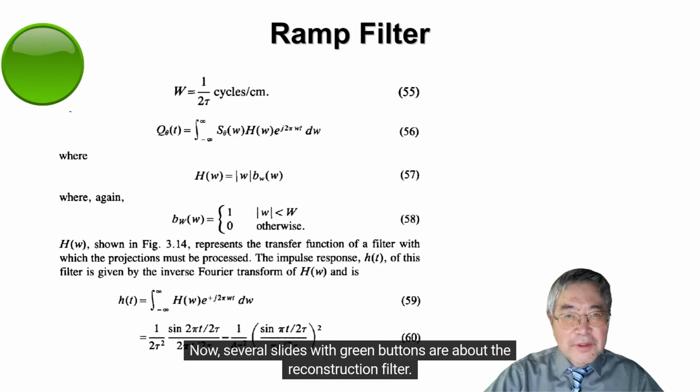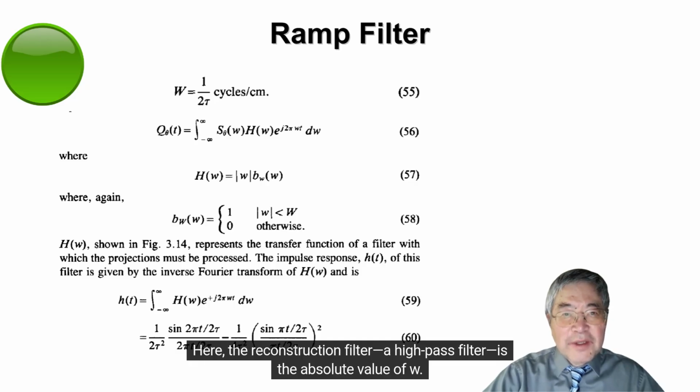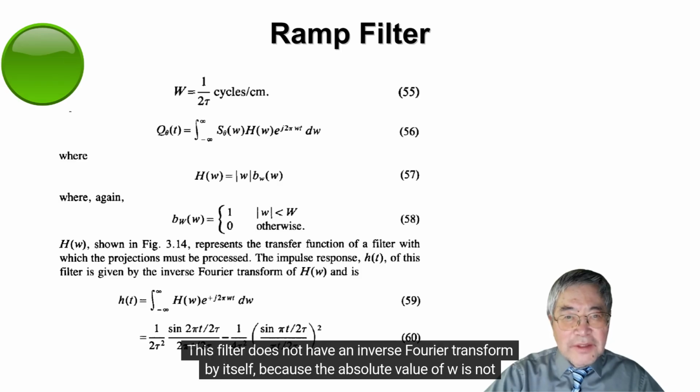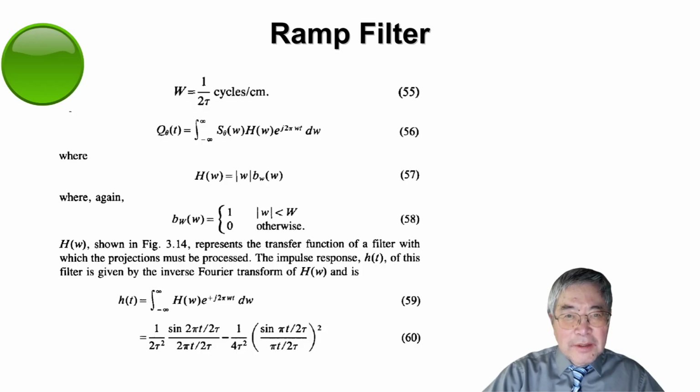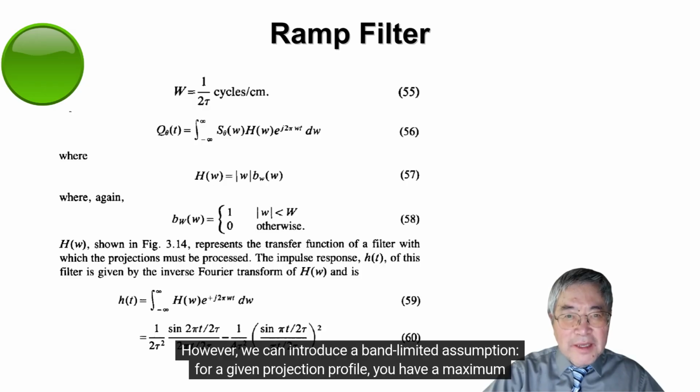Now several slides with green buttons are about the reconstruction filter. Here the reconstruction filter, a high-pass filter, is the absolute value of W. This filter does not have an inverse Fourier transform by itself because the absolute value of W is not integrable. However, we can introduce a band-limited assumption.